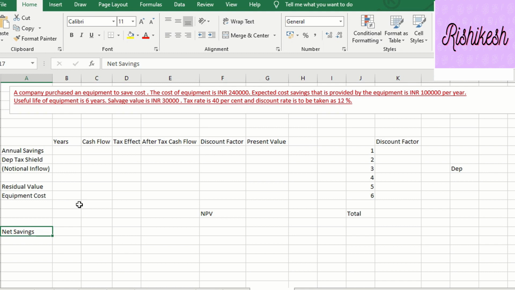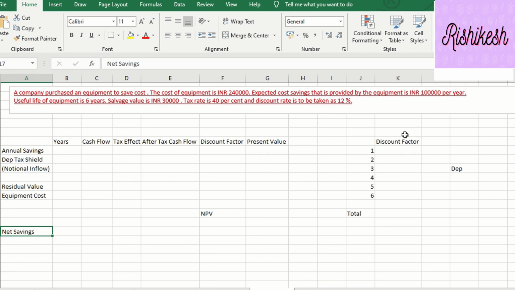Now in this example, we will see the effect of income tax on the calculation. The company purchased an equipment to save cost, and the cost of the equipment, that is the initial investment, is 2,40,000 rupees. Expected cost savings provided by the equipment is 1 lakh per year. This is the saving the equipment is going to provide, which means it's going to be a cash inflow, right? Because savings is something that I'm getting, so it will be a cash inflow.